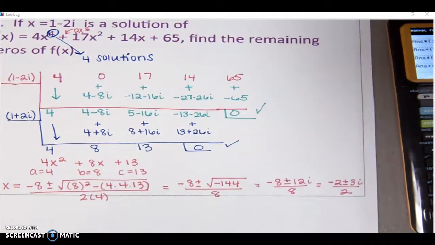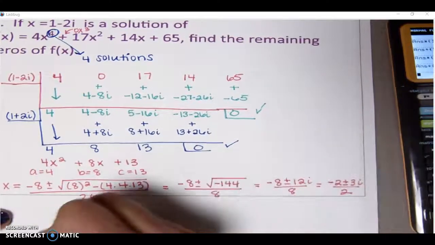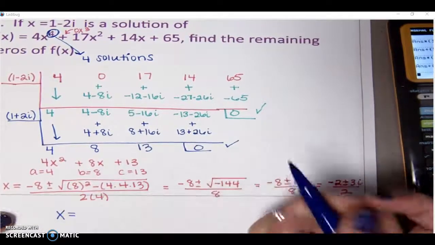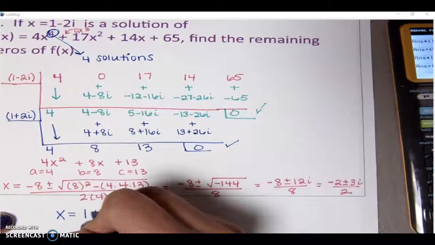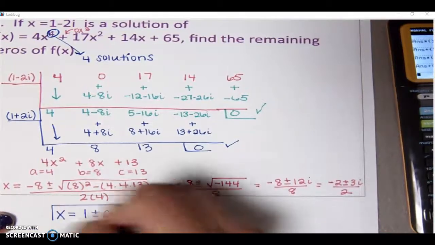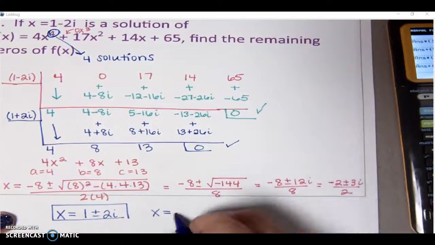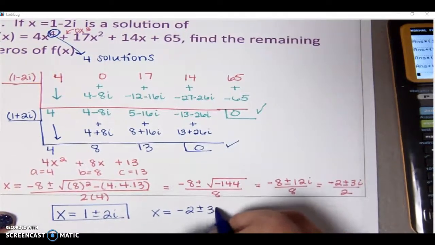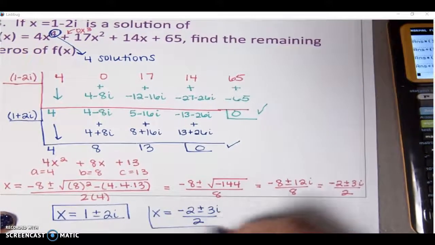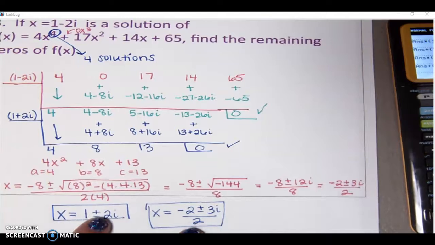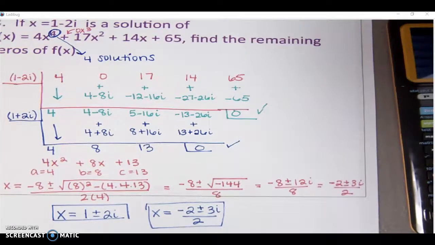Alright, so we were supposed to have 4 answers to this problem. We found out just from the problem itself that 1 plus and minus 2i, those were 2 of our answers. Now we just figured out using this quadratic formula that negative 2 plus or minus 3i over 2 are our other 2 answers. So we have 4 solutions. They are all imaginary, so if we were to graph this, it would never cross the x-axis. So you wouldn't even be able to use a graph to help you out here. But we have 4 solutions, and they are all imaginary.